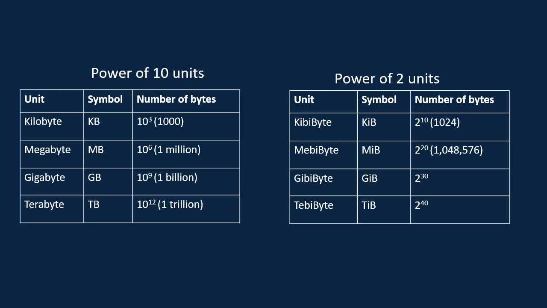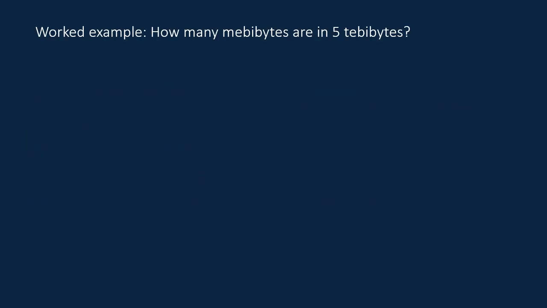So comparing the power of 10 units and the power of 2 units, you can see there isn't a tremendous difference, for example, between a kilobyte and a kibibyte. But as I've already mentioned, the kibibyte gives us a more precise measure than the kilobyte. We're going to work our way through a few examples that allow us to compare these different units of data.